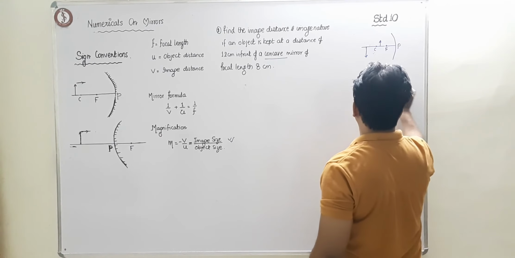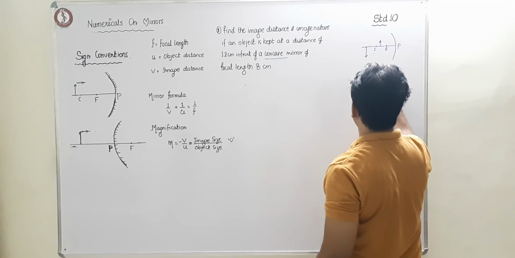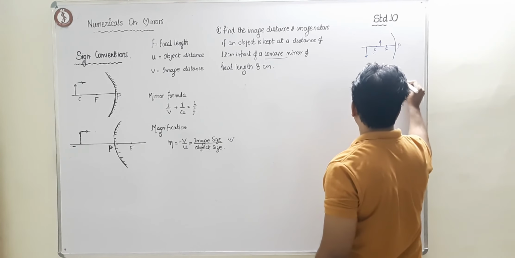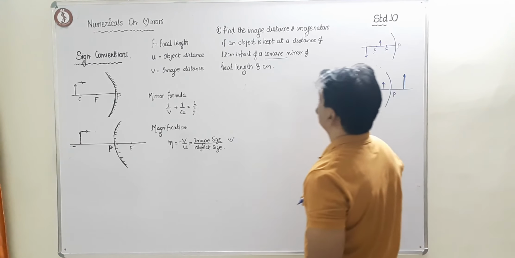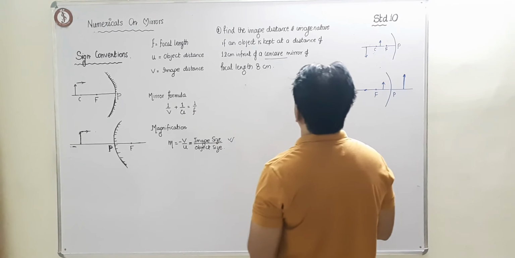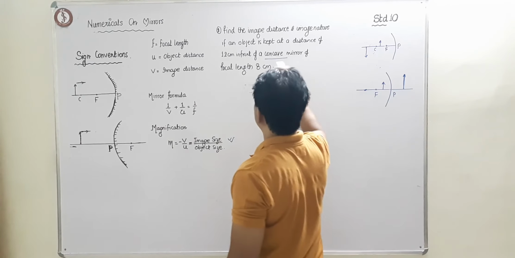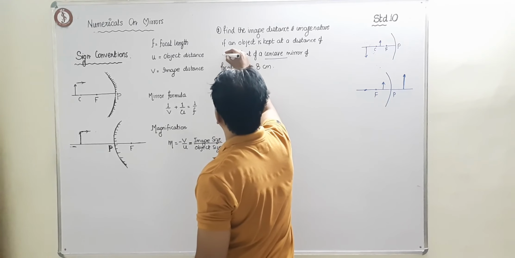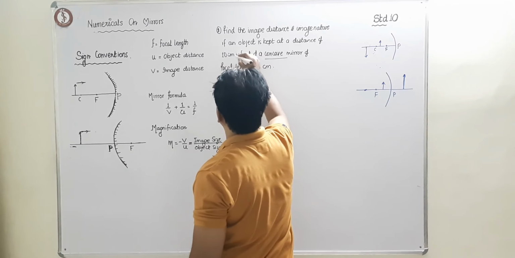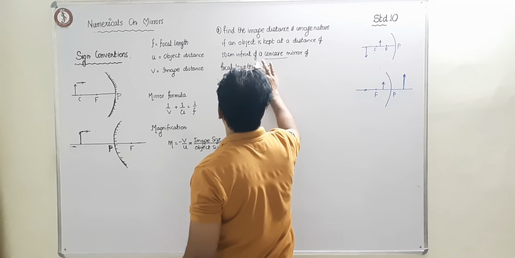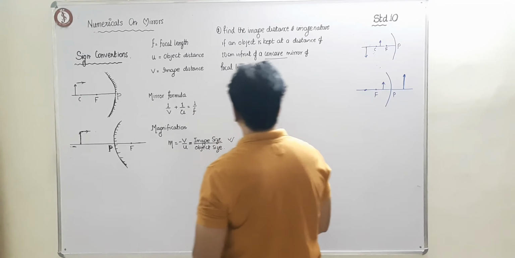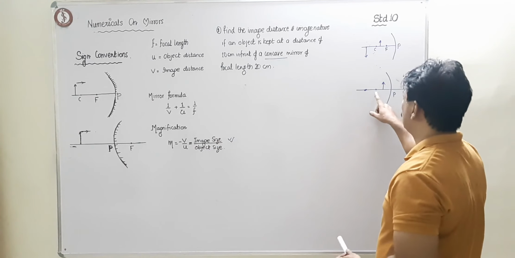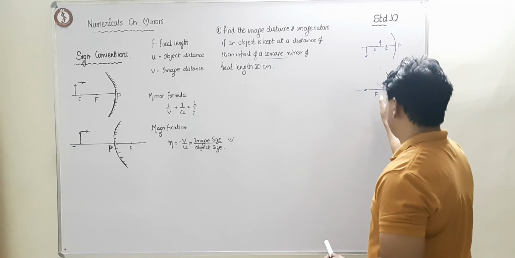There was a figure like this, I remember. The object was between F and P, and the image was on this side. So I take this question into numerical form. Find out the image distance and nature. If the object is kept at a distance of, I just change it to, 10 centimeter, and, say for example, the focal length to be 20 centimeter. So focal length is 20 and the object is kept between, at 10.